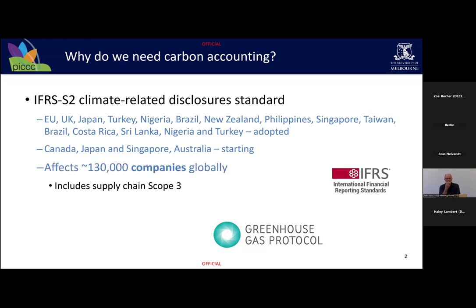Now, this doesn't just affect the countries, it affects companies reporting within those countries. So over 130,000 companies globally are captured by this. And it includes what we call scope 3. In other words, those companies have got scope 1 emissions, which is their direct emissions, but they've also got scope 2 and scope 3 emissions, which are indirect emissions of their supply chain, which includes agriculture. So agriculture gets brought into this mechanism.